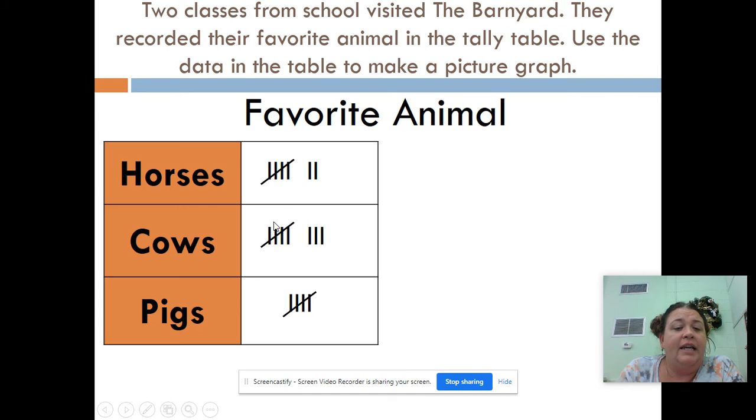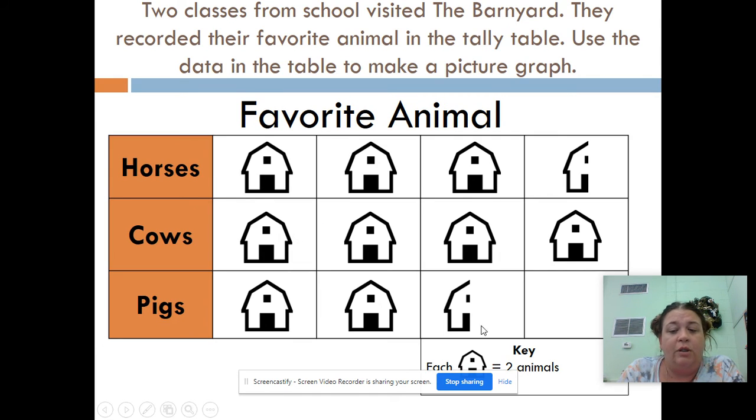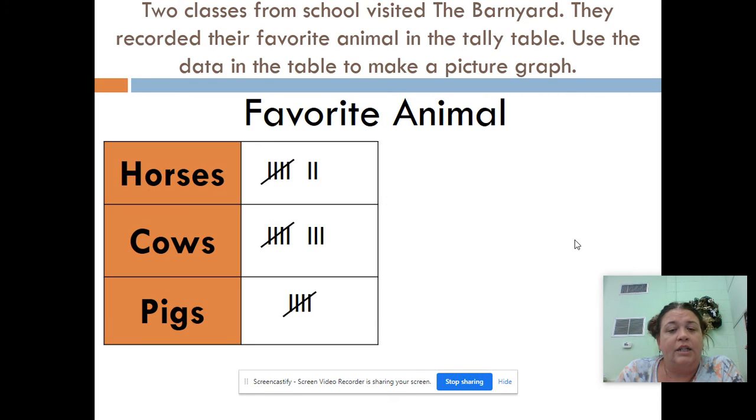Let's look back. It tells me I got to have 8 cows. I'm looking at my key again. Every barn represents 2 animals. So I got to get to 8. So here's 2, 4, 6, and I added one more barn to give me 8. Great job.